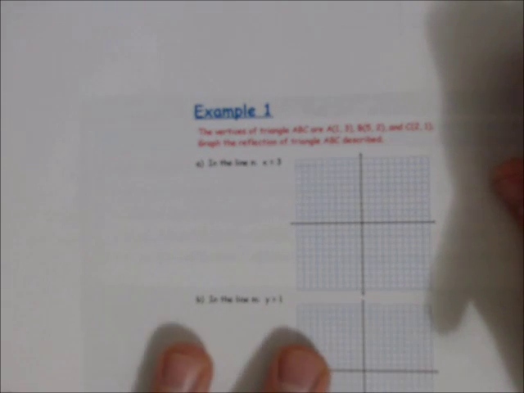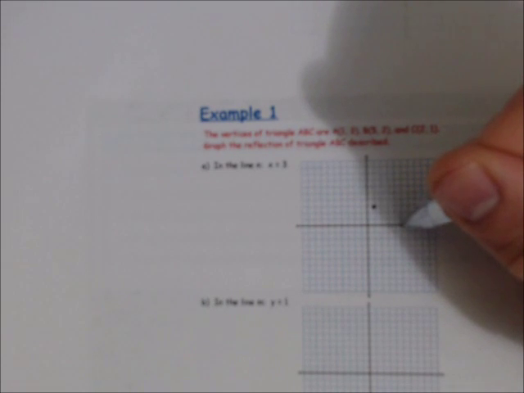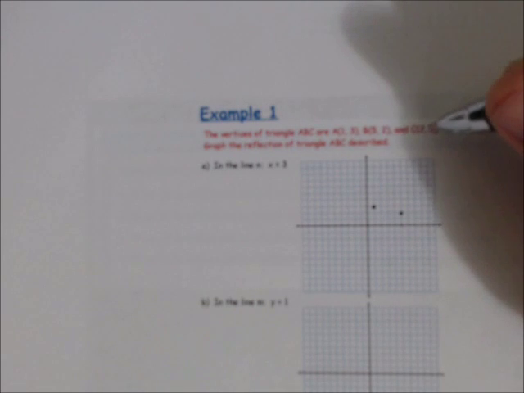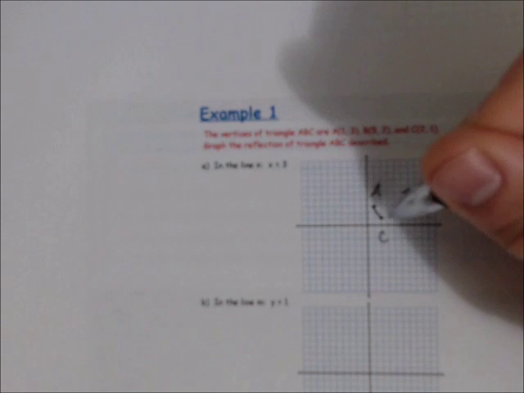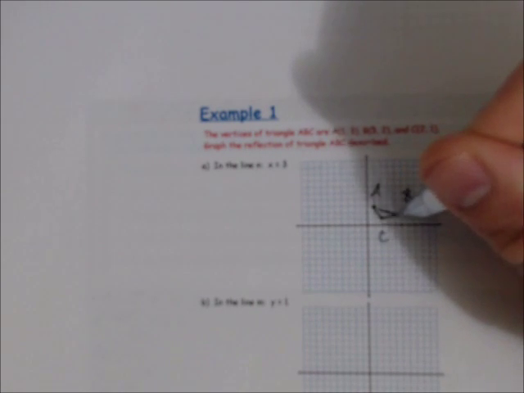If we take a look at example 1, it says the vertices of triangle ABC are A (1, 3), B (5, 2), and C (2, 1). So we're going to plot those points and draw that figure. So (1, 3) is right here. (5, 2) is right here. And then (2, 1) is right here. So here's A, B, and then C. And I'm going to draw that triangle.